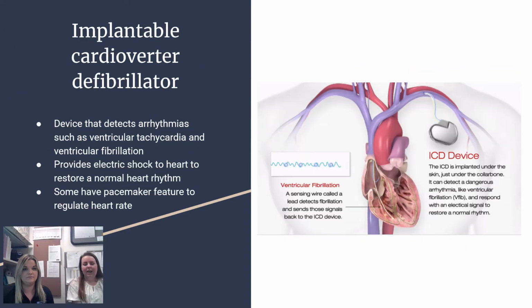An ICD is another device that is often placed in heart failure patients to detect dangerous arrhythmias, such as ventricular tachycardia and ventricular fibrillation. This device provides an electric shock to the heart to help it restore a normal heart rhythm. And some of these ICDs have a pacemaker feature to help regulate the heartbeat.